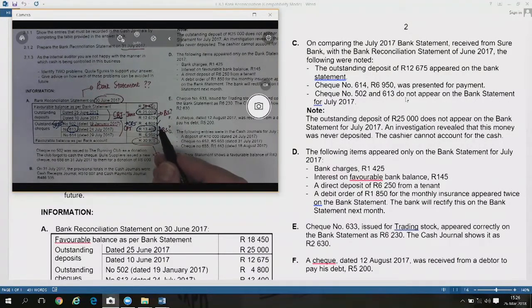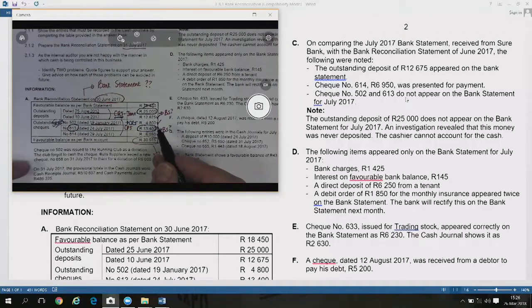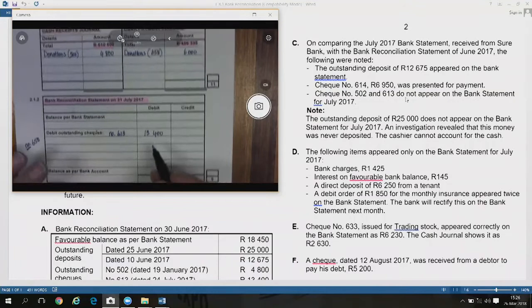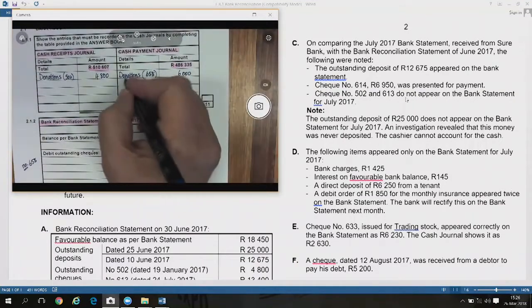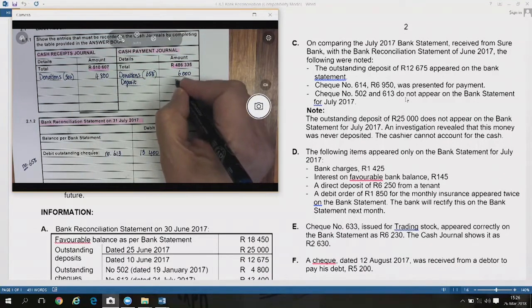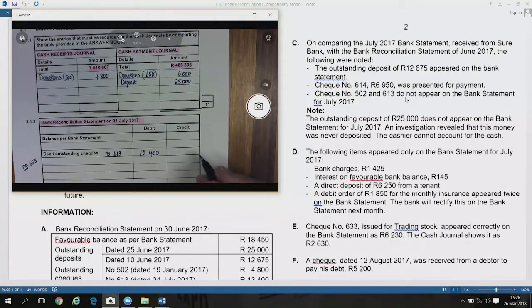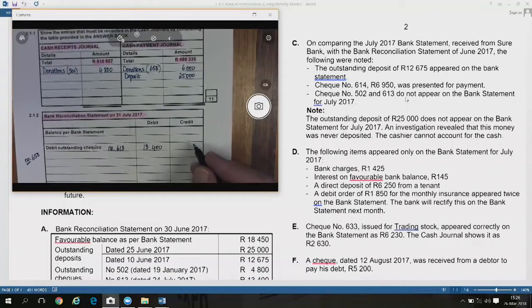The fact is, it is in the CRJ in June. We don't receive the money. It will not come from wherever, so we must cancel it in our CPJ. Normally we've got information, but in this case, we're only going to write deposit. Deposit, and we cancel it, 25,000 Rand. The following items appeared only on the bank statement for July.